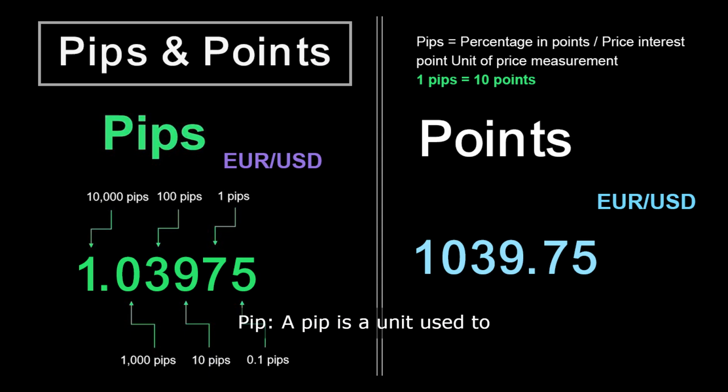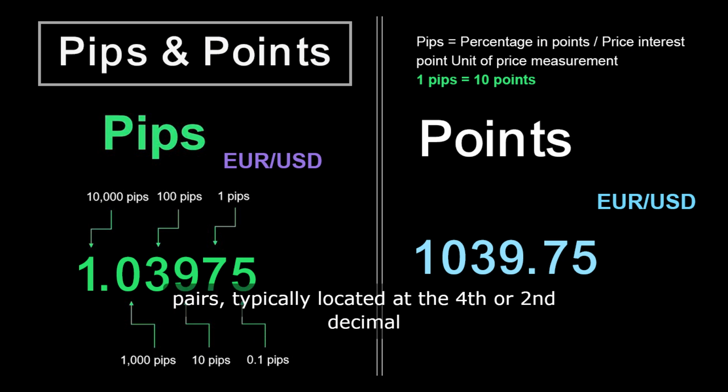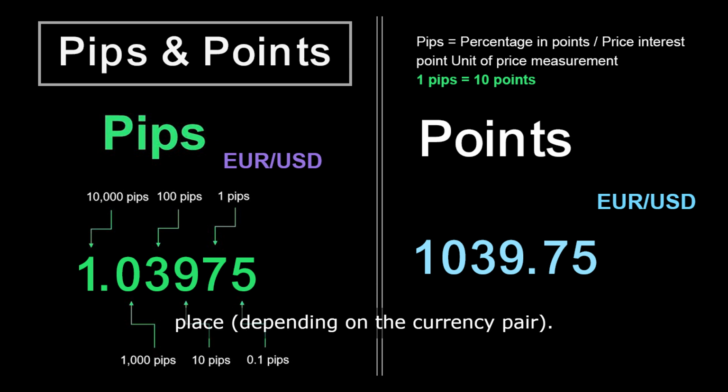Pip and point. Pip. A pip is a unit used to measure changes in currency pairs, typically located at the fourth or second decimal place, depending on the currency pair. Point. A point is smaller than a pip, found at the fifth or third decimal place. 1 pip equals 10 points.